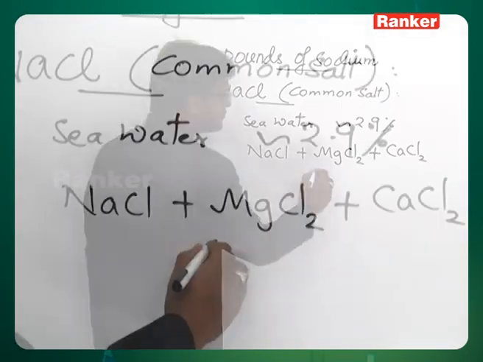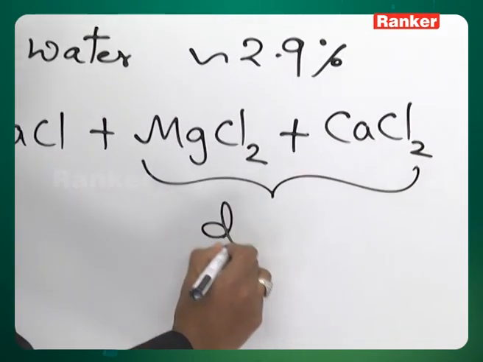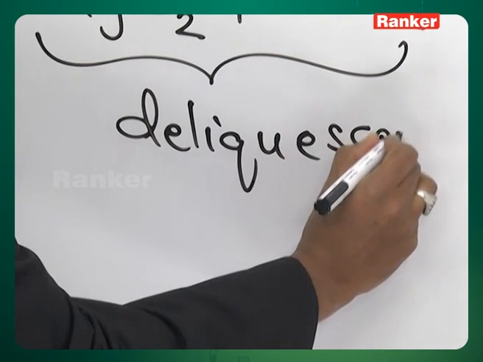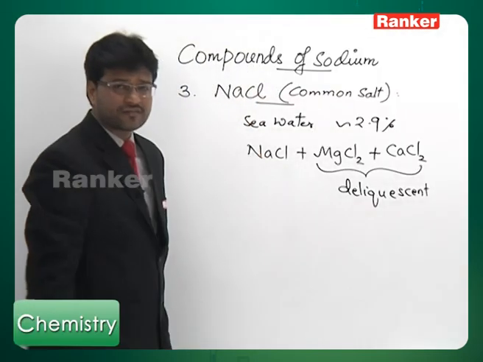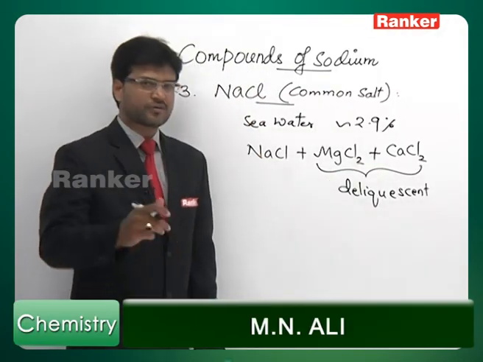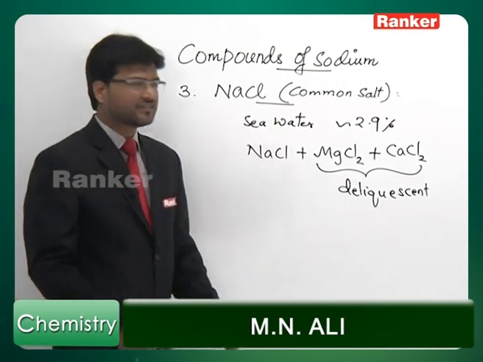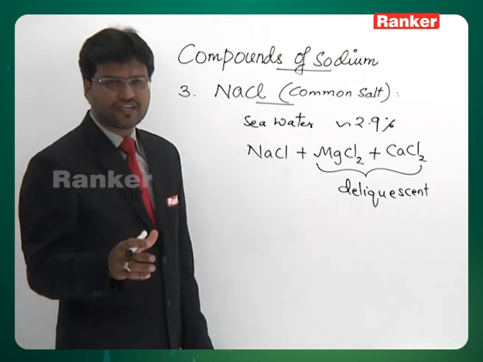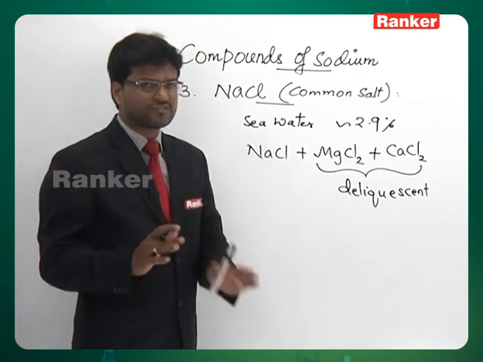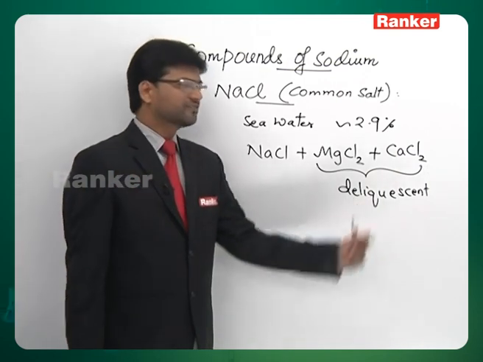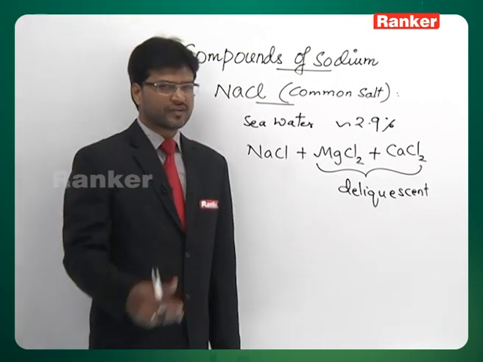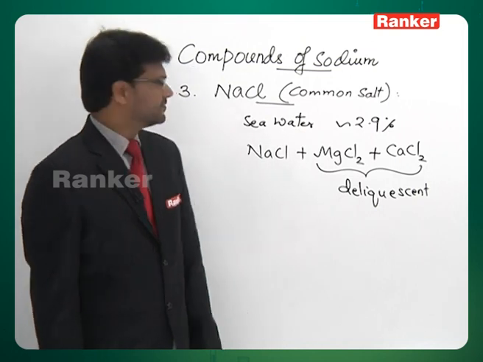chloride. These two salts are deliquescent. Sodium chloride is not a deliquescent substance, but these two salts, magnesium chloride and calcium chloride, are deliquescent substances. That makes common salt deliquescent. So if common salt is deliquescent, you should not blame sodium chloride. It is because of the presence of magnesium chloride and calcium chloride which makes common salt deliquescent. Sodium chloride otherwise is not a deliquescent solid.